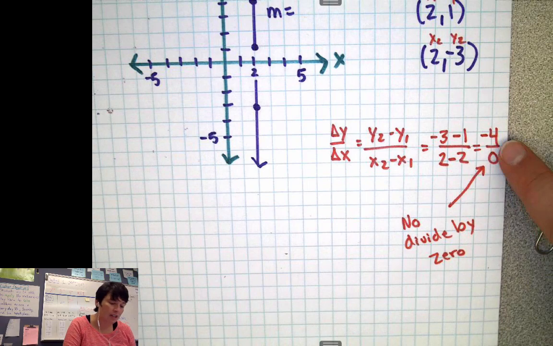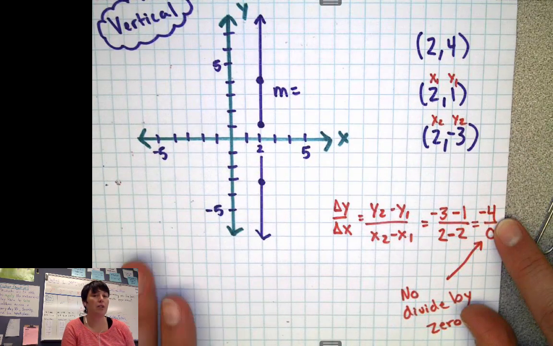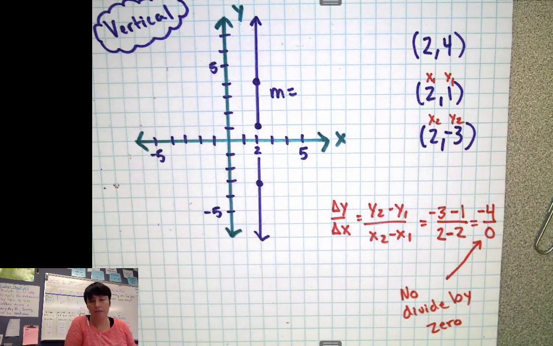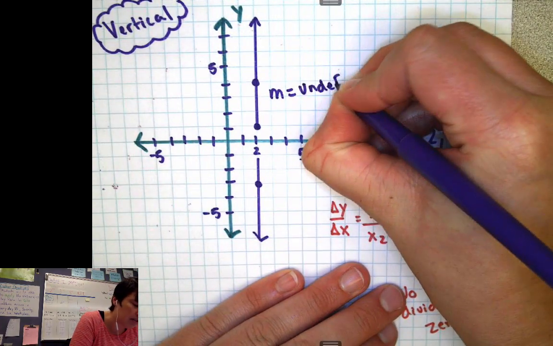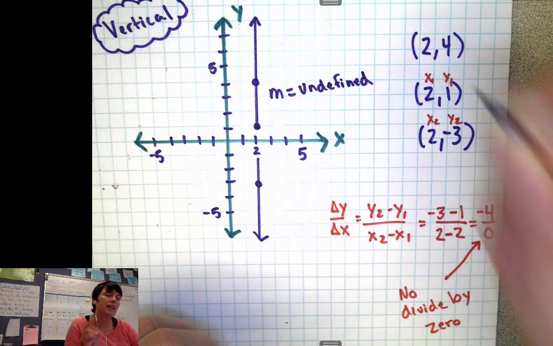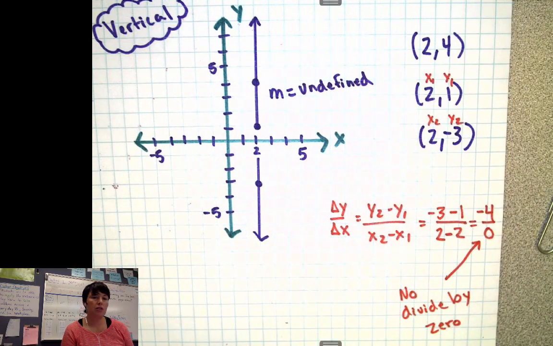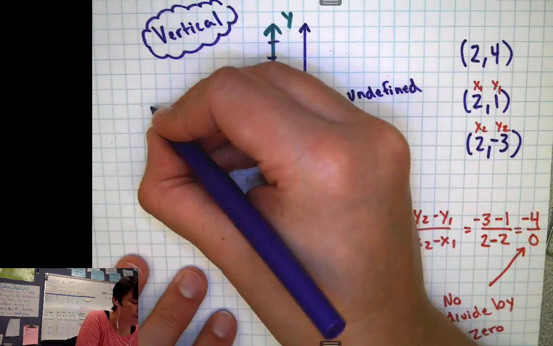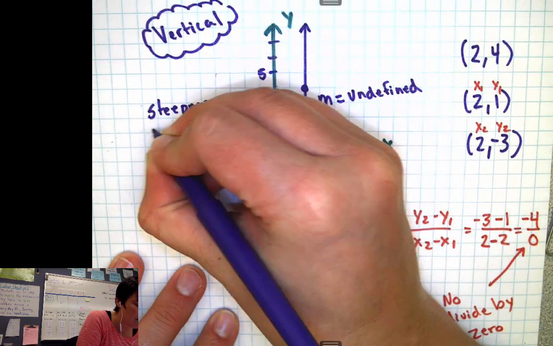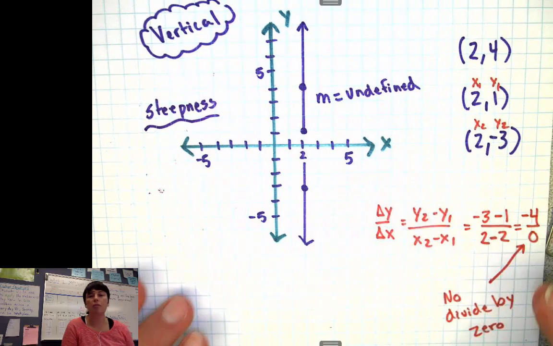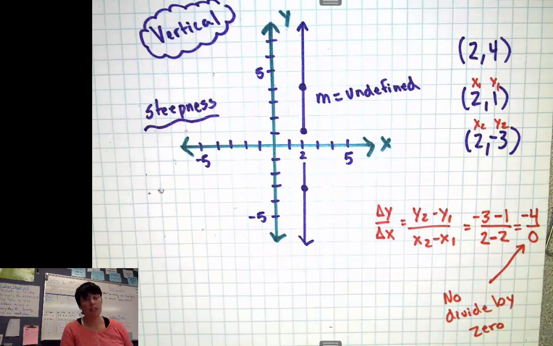So, because you cannot divide by 0, here's what we say for our slope. We say it's impossible. Well, we call that undefined. It's undefined slope. And think about why that is. Slope measures steepness, remember? Steepness is what we're talking about. So if you were hiking on this line, how steep is it? Oh, it's wicked steep. It's a cliff.